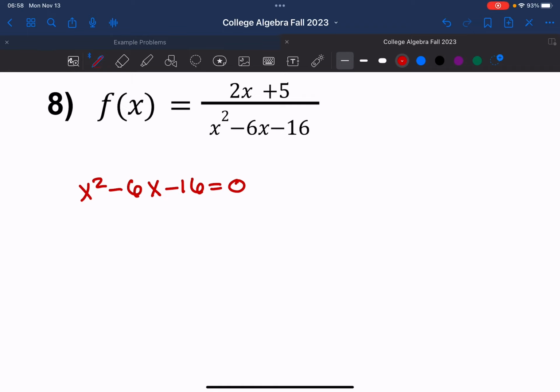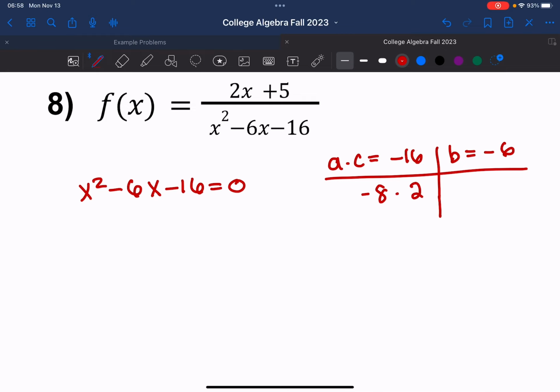So trying out the AC method first, we have A times C, which is negative 16, and B, which is negative 6. So what would be my two numbers that multiply to negative 16 but add to negative 6? Good, negative 8 and positive 2. So then we would expand this, and this would become x squared minus 8x plus 2x minus 16 equals 0. After the AC method, we always do factor by grouping. And I know that because there's 4 terms.